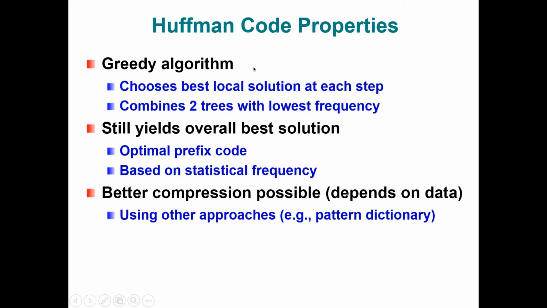These are some other properties of the Huffman code. As I told you before, it's a greedy algorithm, and it chooses the best local solution at each step. So we combine two trees with the lowest frequency, and we do not care about what's happening to the other trees. So it's a greedy algorithm, and it still yields the overall best solution. Generally, in a very large document, Huffman code would save up to 60 to 70% space, and there are some problems with this code, but still it's a very optimal solution.